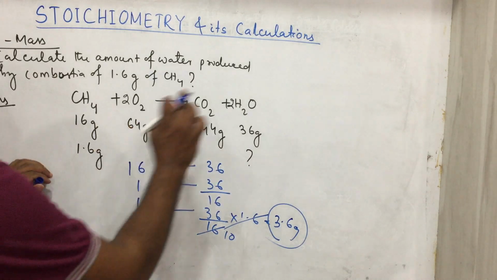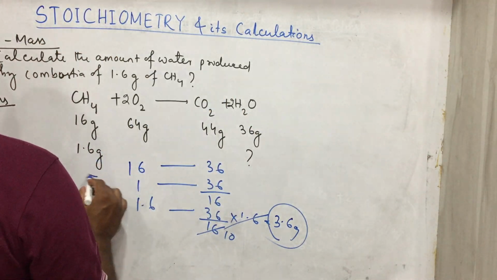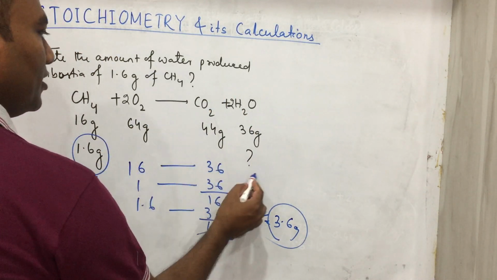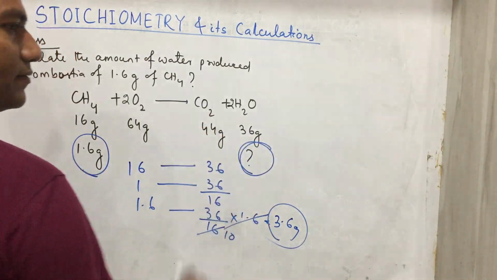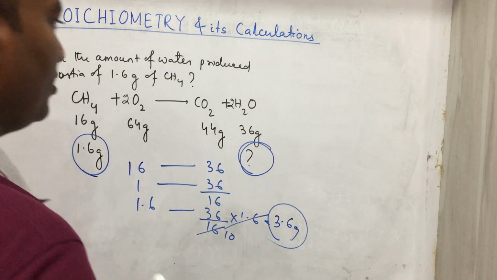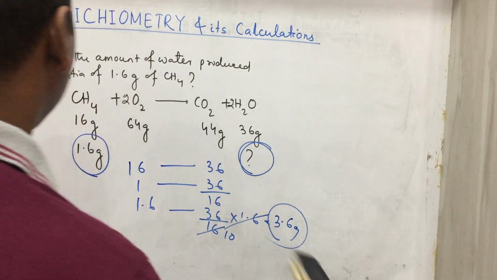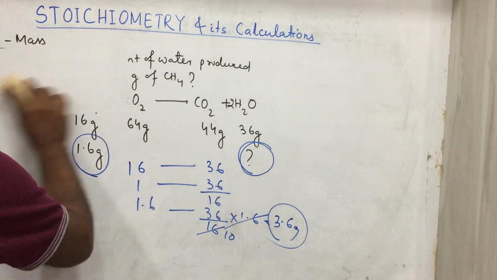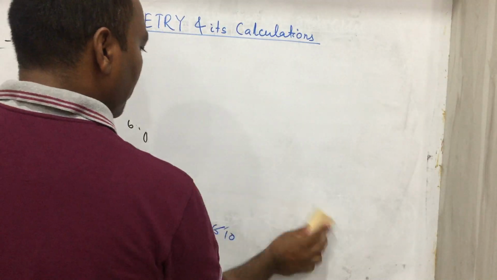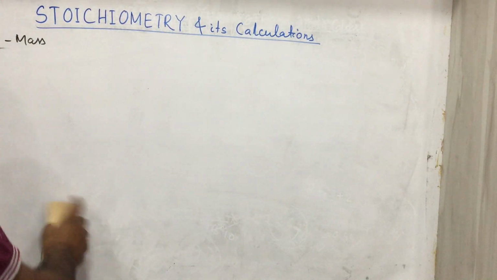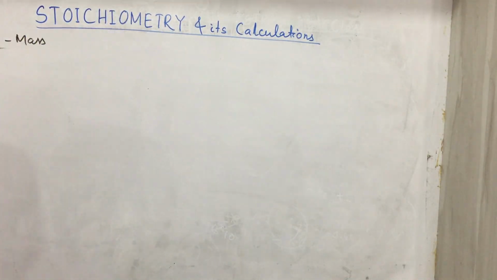This is called mass relationship, meaning the mass of the reactant is given and the mass of the product is asked. So this is called a mass relationship. Another question we will solve in the same format.